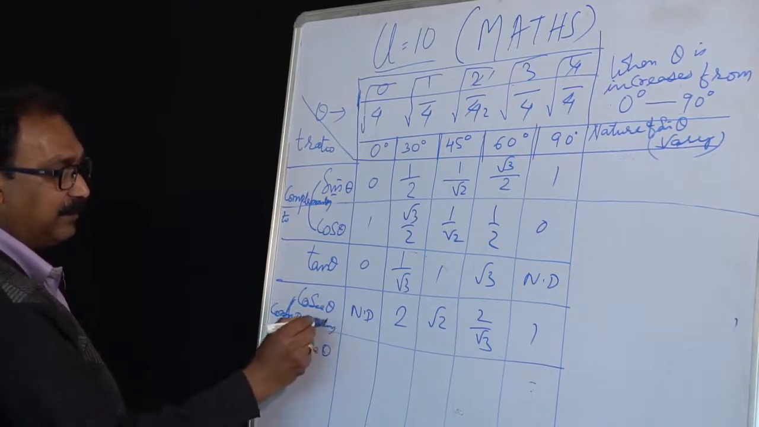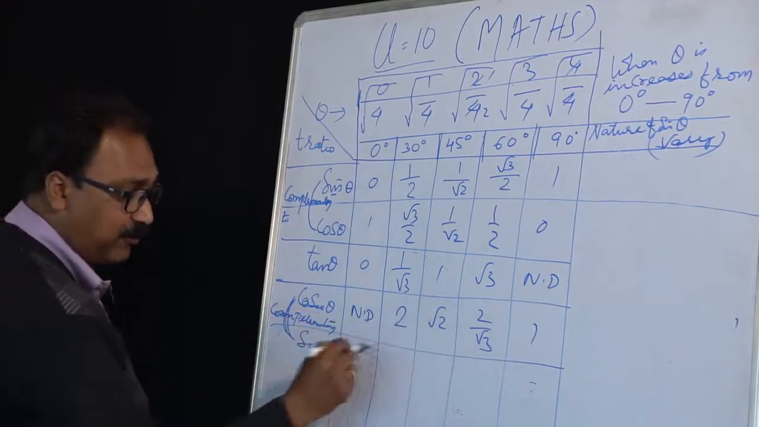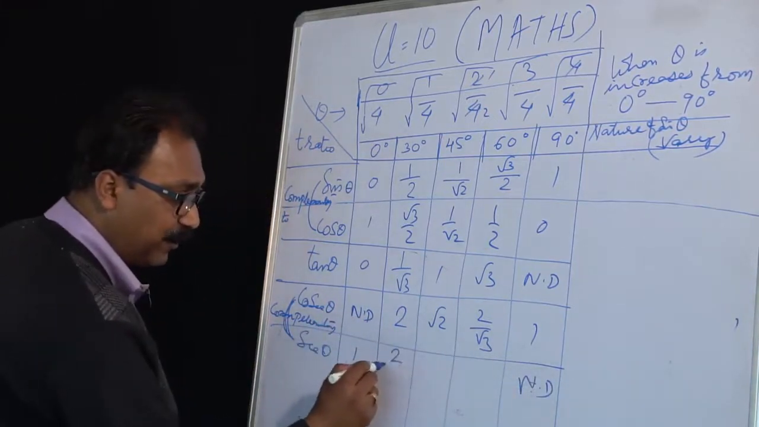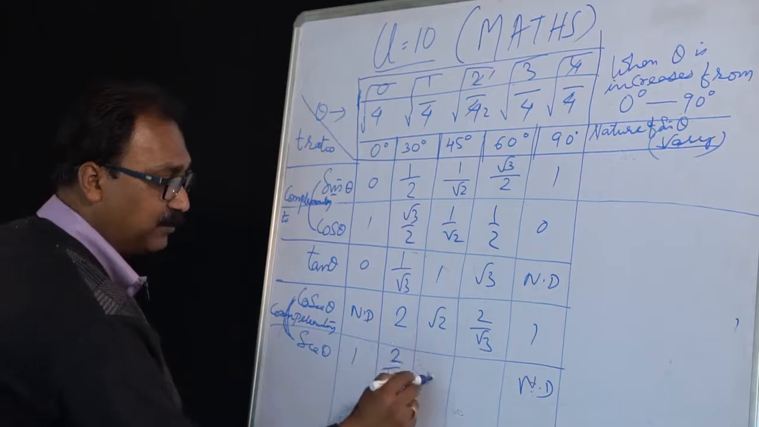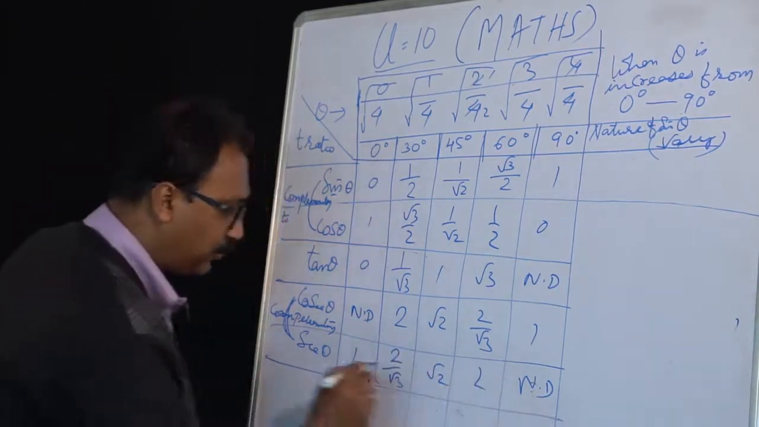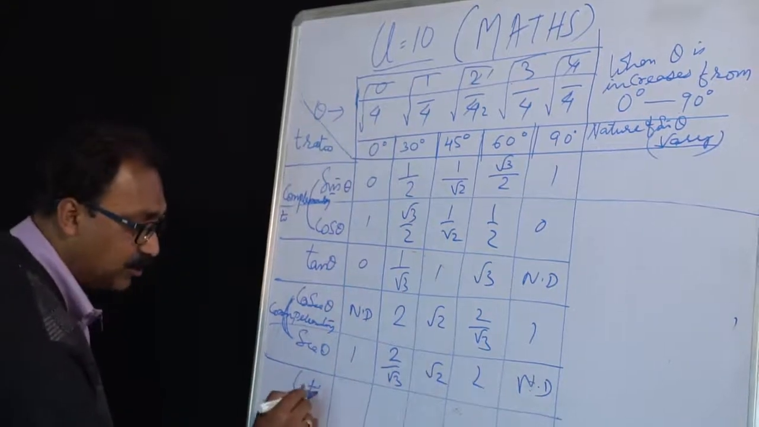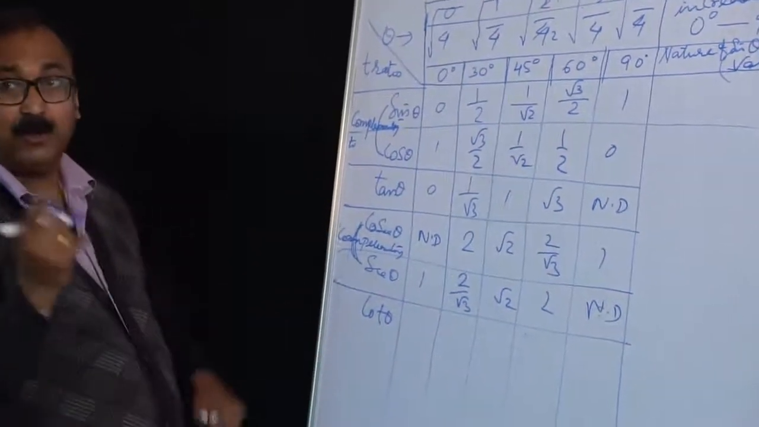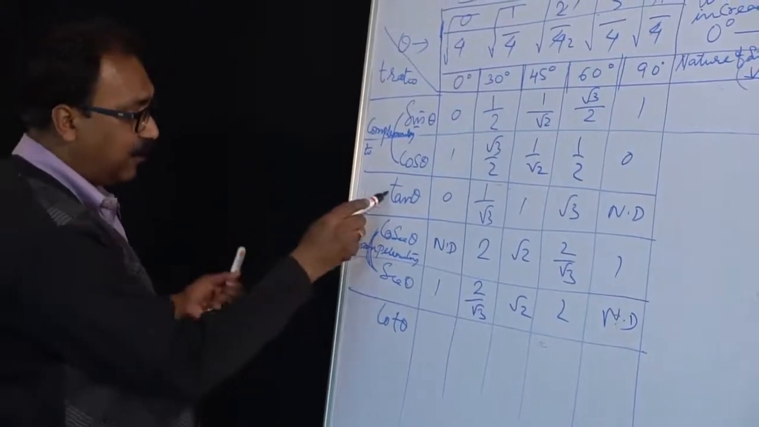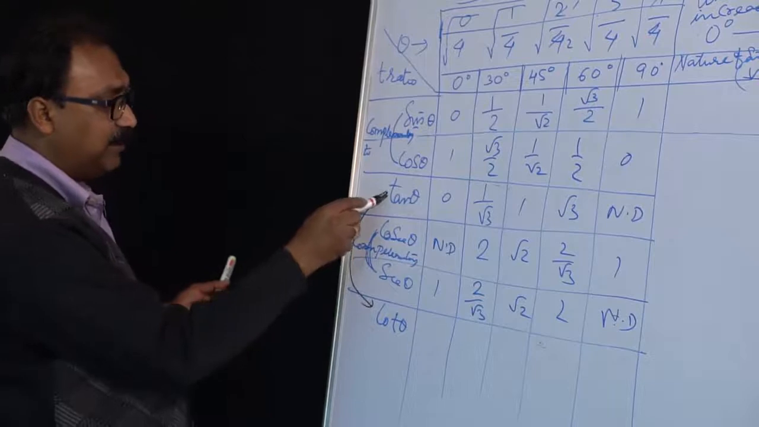Complementary. So these will be exchanging the value 1, this also not defined. It is 2 by root 3, it is root 2, and it is 2. Now cot. Cot theta is not only the reciprocal of tan, but they are also complementary. So tan and cot are also complementary to each other.